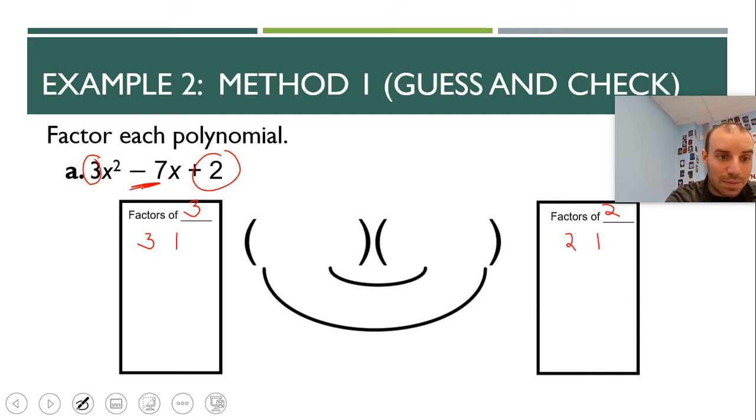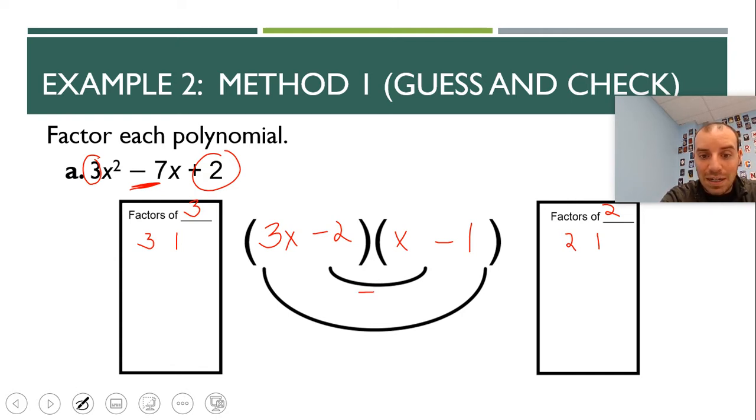Now, notice that your b term is negative here. So if our b term is negative, I have to say to myself that one of those is going to be positive and one negative. I guess and check using what's called the smile technique. So maybe I try 3x minus 2. Sorry, they're both going to be negative. And x minus 1.